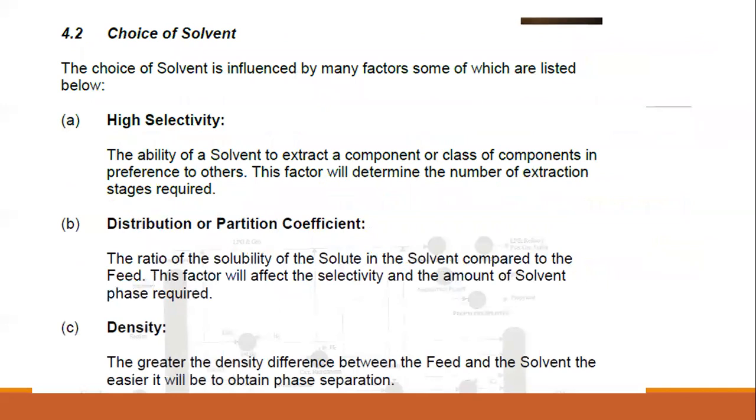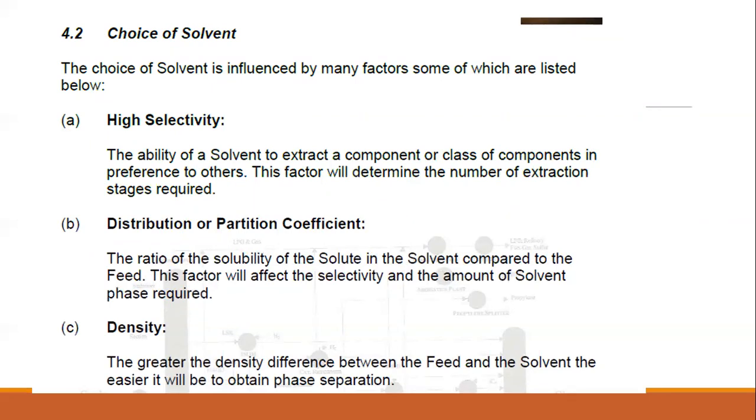Now, the choice of solvents. I have only given you the main points. Now, some description. The choice of solvent is influenced by many factors, some of which are listed below. Number 1 is high selectivity.